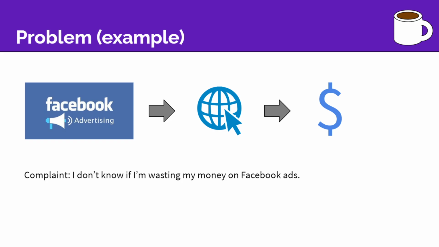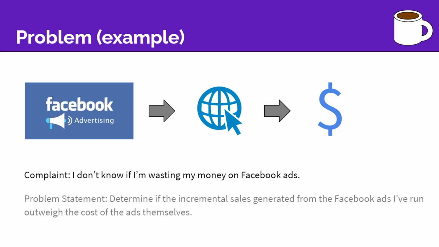But as we just covered, we need something better than that. Therefore, my problem statement is determine if the incremental sales generated from the Facebook ads I've run outweigh the cost of the ads themselves. This is a really good problem statement. It checks our 2 points from before. I know exactly what I'm going to get from the analysis, and it's going to lead to an action. It's nicely related to the problem, so perfect.